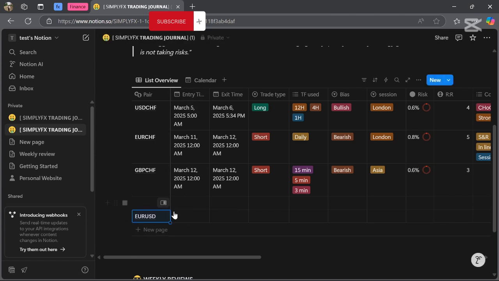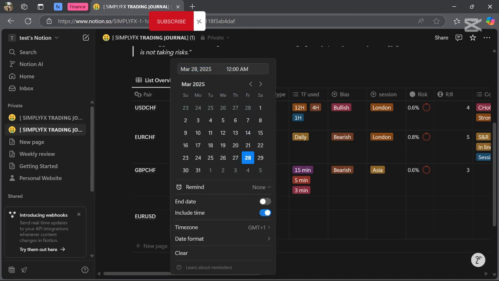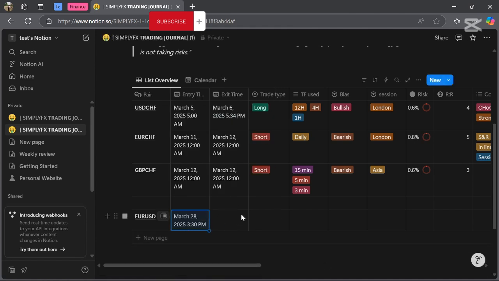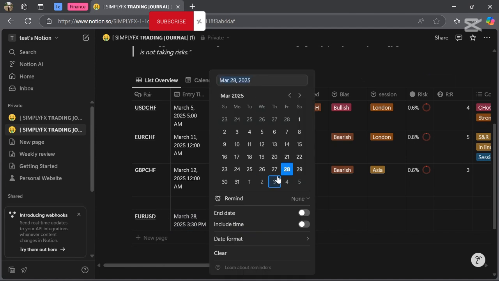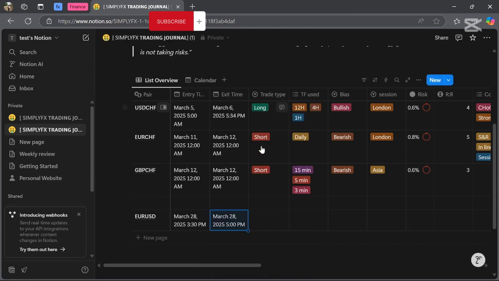So for this entry time, you specify the date, let's say March 28th, and include the time. Let's say I enter 3:30 p.m. And let's include the exit time. Let's say the trade has already played out, or we already have an outcome, and it ended at 5 p.m. So we have already inputted our entry time and our exit time.